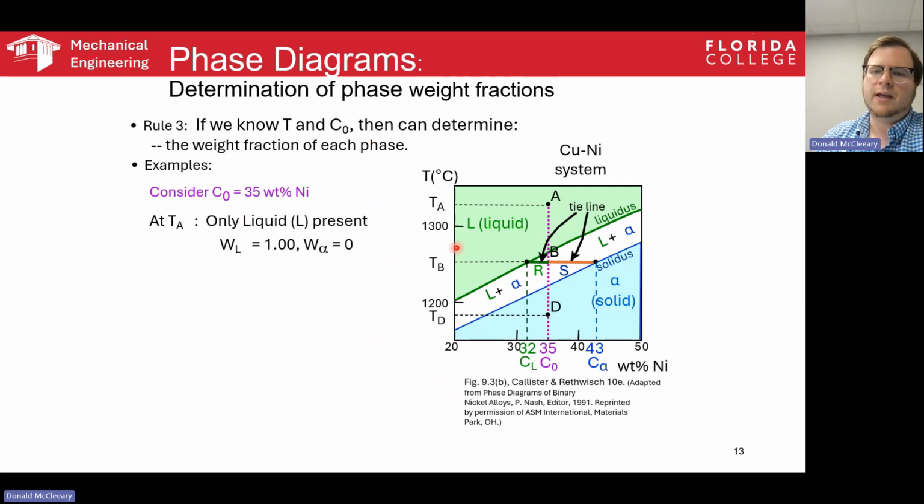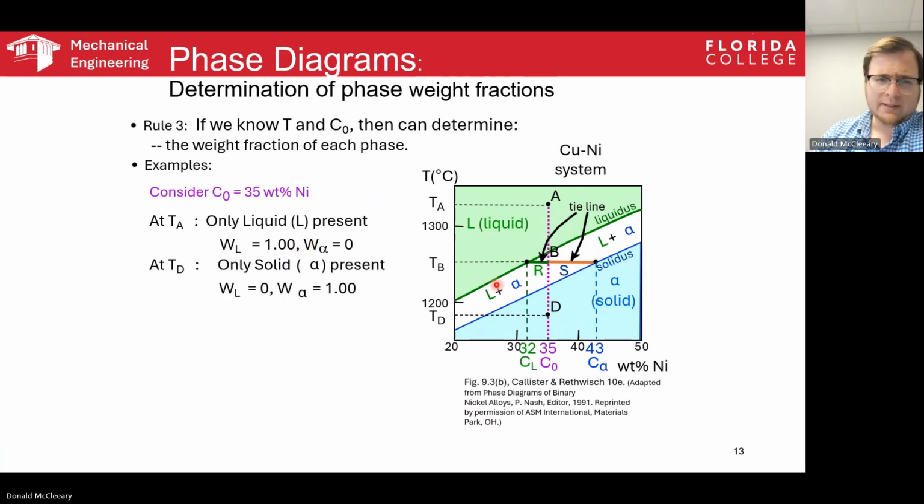So at temperature A, there's only a liquid phase present. So the weight fraction of liquid is 1.0. The weight fraction of alpha is 0. And down here, it's the opposite. Our weight fraction of the alpha phase is 1.0, and the weight fraction of liquid phase is 0 because we have no liquid present down here, just alpha. Up here, we've got liquid and no alpha.